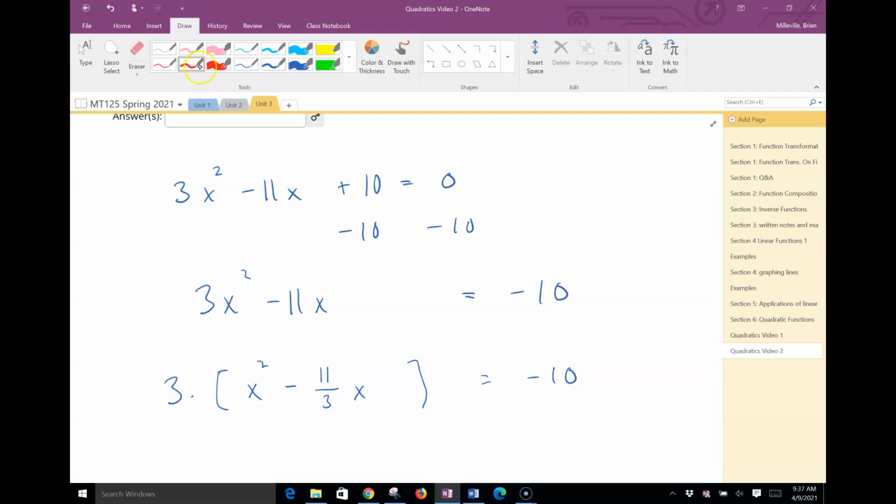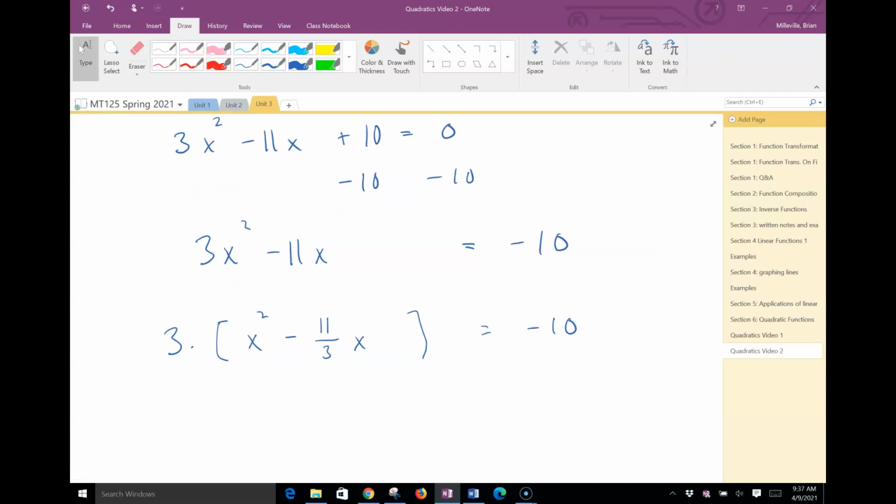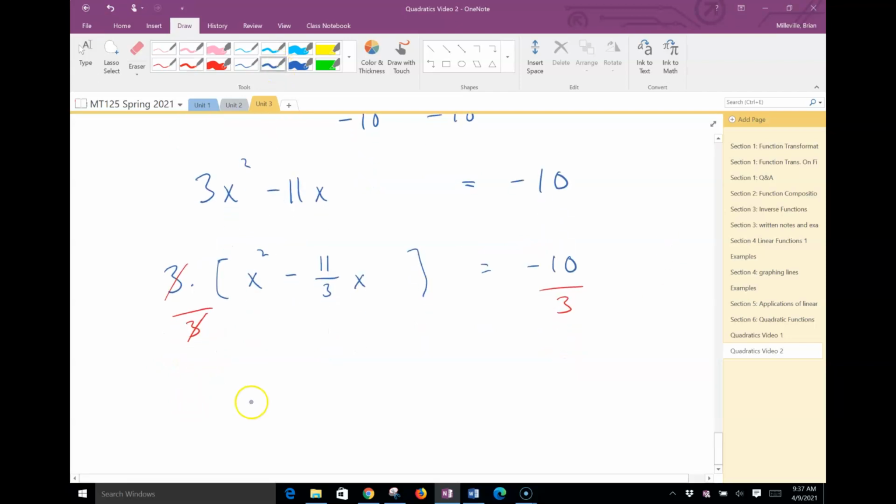All right, now what's going to be a little different in solving this equation versus what we did in a previous video where we had to kind of rewrite by factoring out a number. Here, because we have an equation, we can actually divide both sides by 3 to cancel this 3 out. And that makes our left side simpler. We get x squared minus 11 over 3x is going to equal negative 10 over 3.